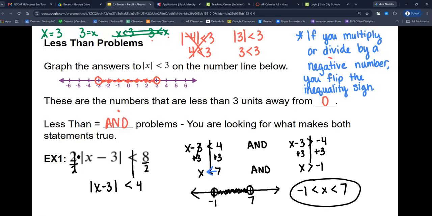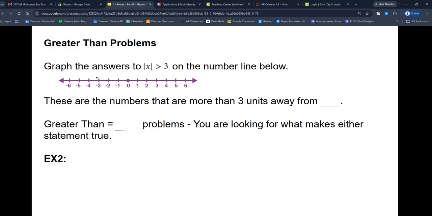Okay, questions there? All right, let's look at what greater than problems look like. Okay, greater than. So all I did here is I switched my less than sign to a greater than. So what numbers could I use on the number line that are greater than 3? Okay, 5 would work. 4 works. 6. Really keeps on going, right?